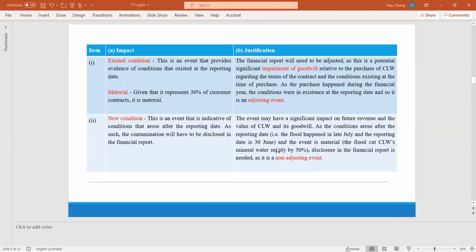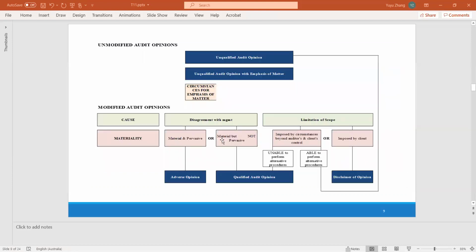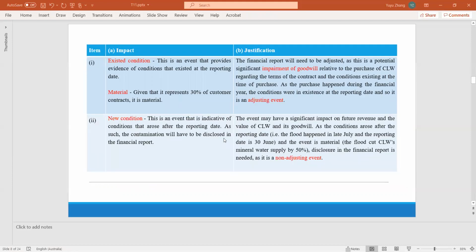So the answer is in the next page. You can come back to revisit the solutions after the class. So that is the first part of the essential knowledge from last week's topic. Now we are going to also cover the second part, audit reporting. Okay, please follow me.